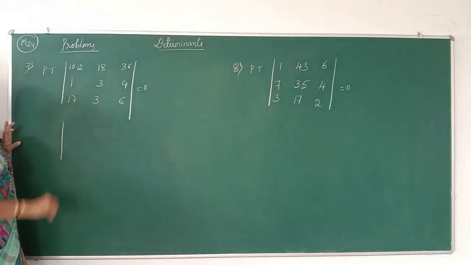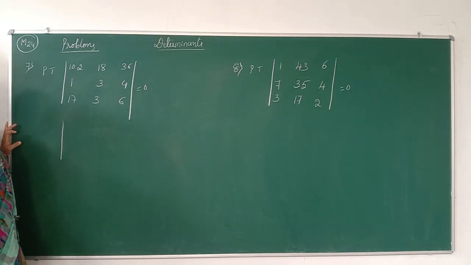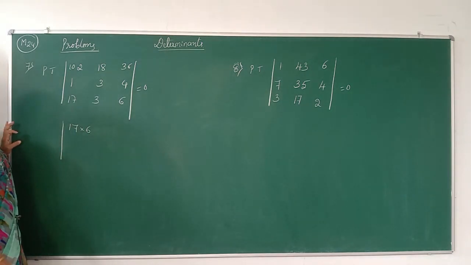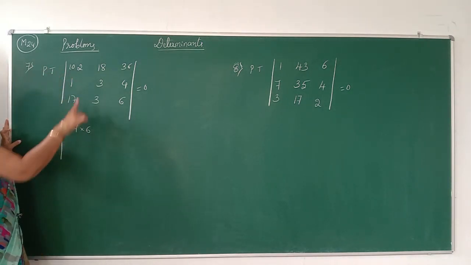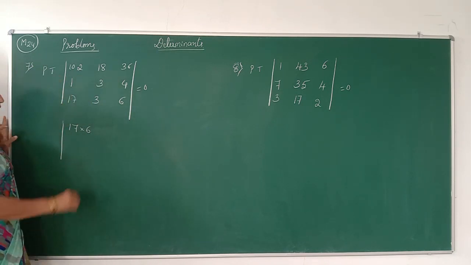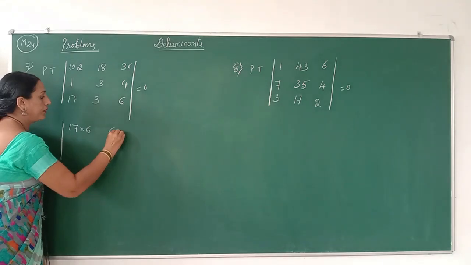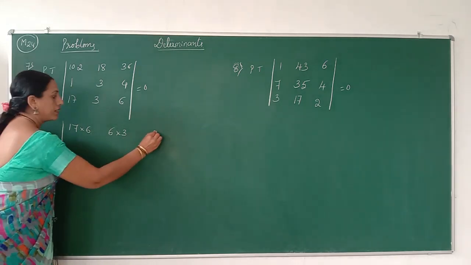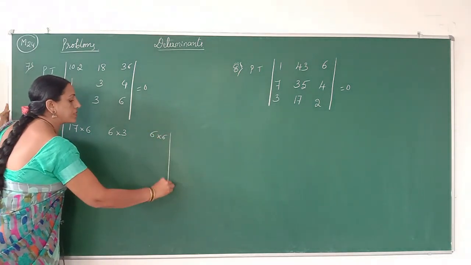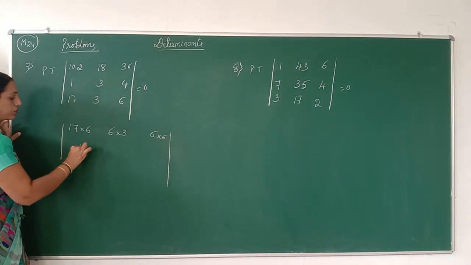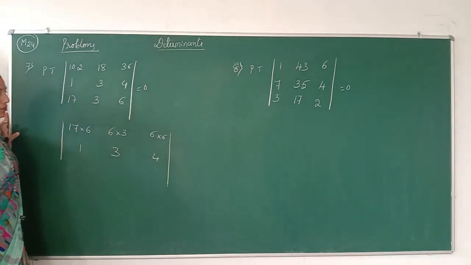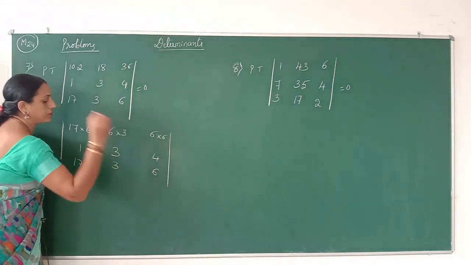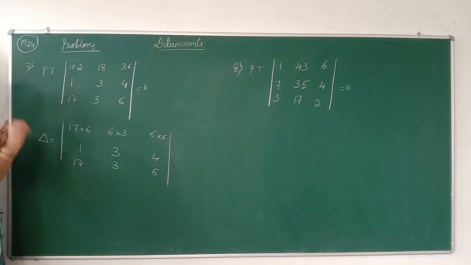Now 1 or 2 can also be written as 17 into 6, which is nothing but 1 or 2. Similarly, 18 can be written as 6 into 3, and 36 can be written as 6 into 6. The remaining two rows continue with the same elements: the second row is 1, 3, 4 and the third row is 17, 3, 6. This determinant is denoted by delta.